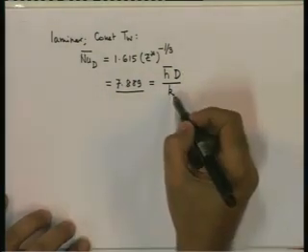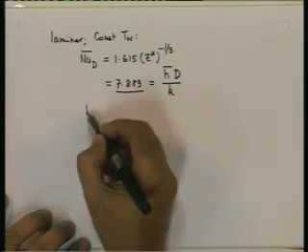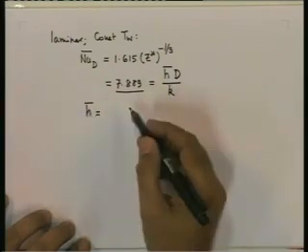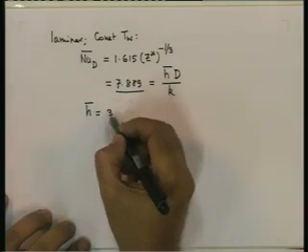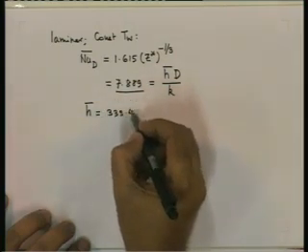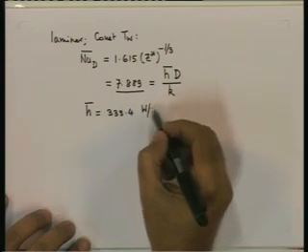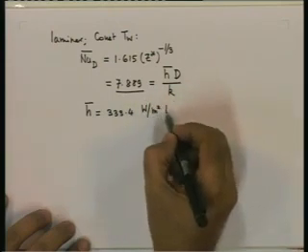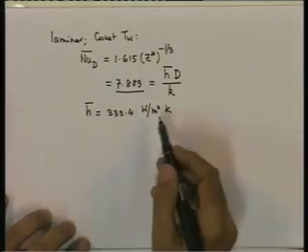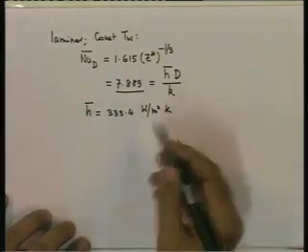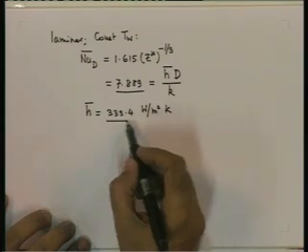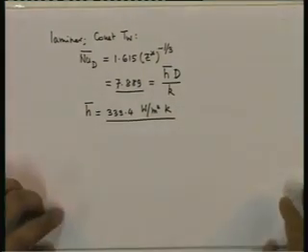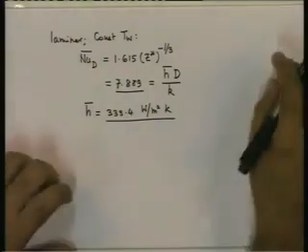We know the diameter, we know the conductivity, so H bar turns out to be 333.4 watt per meter squared Kelvin. Notice that this is higher than what we obtained for the fully developed situation. Now we know the area of the tube, pi into D into L, everything is known. We now know the average heat transfer coefficient.